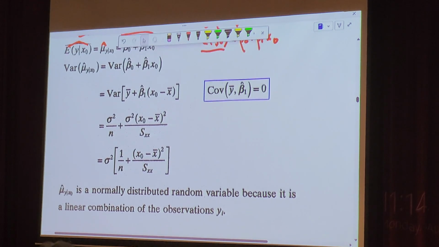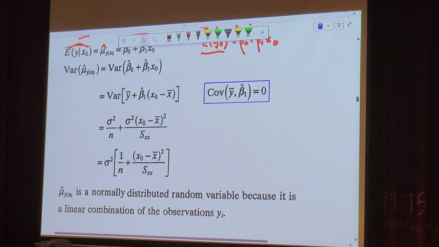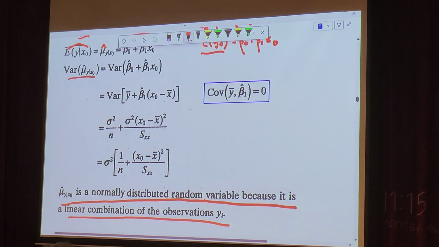Okay, so we have the estimator, we have the variance, and we also know that this is normally distributed. Why? Because it is a linear combination. If your estimator is a linear combination of y, and all the y's are normally distributed, then it must be normal. This is something, again, you prove in statistical theory. So we are using this fact here.